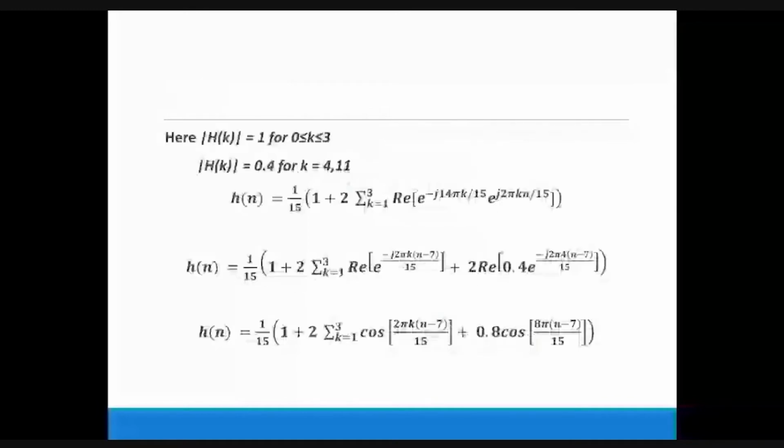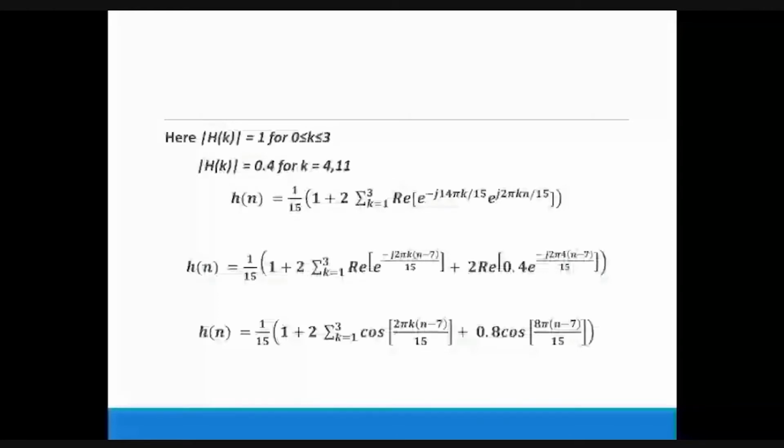Okay, here mod of H of k is equal to 1 for the values of k from 0 to 3, and mod of H of k has value 0.4 for two places, that is 4 and 11. So now we are modifying the limits as per this statement. So h of n I am taking as 1 by 15, 1 plus 2 summation from k equal to 1 to 3, real part of e raised to minus j 14 pi k by 15 into e raised to j 2 pi kn by 15.